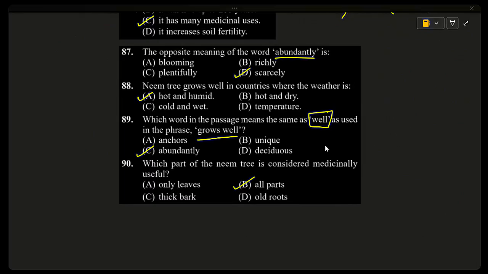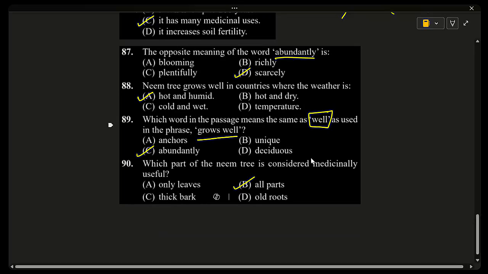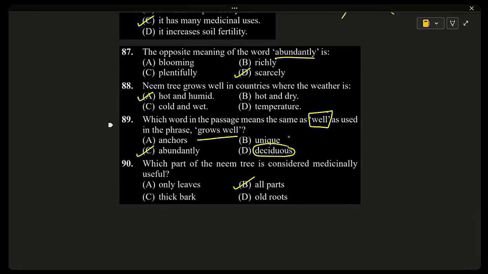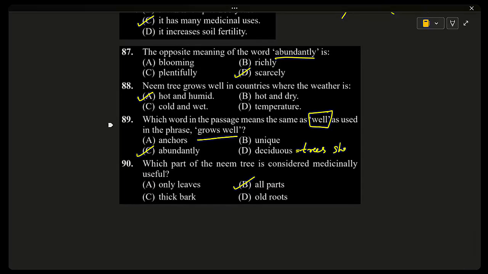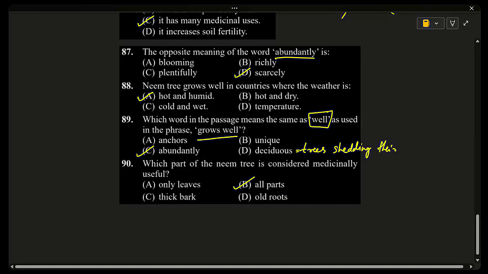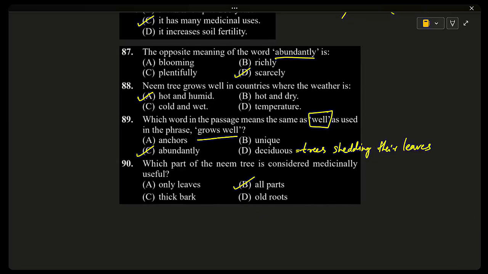Mayuk? Sir. Yes, Mayuk, what is your doubt? Sir, 89. What is option D? 89. Option D you're asking? 89th question. You're asking deciduous, right? Yes, sir. Deciduous is trees shedding their leaves. The leaves fall off from the trees and fall down, right? That is called shedding the leaves. Yes, sir. Okay.